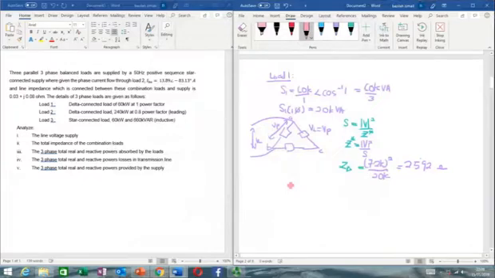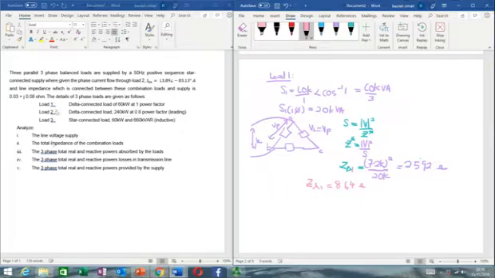Okay, so next we need to calculate Z star for load 1. So this value divided by 3, so we get 864 ohm.